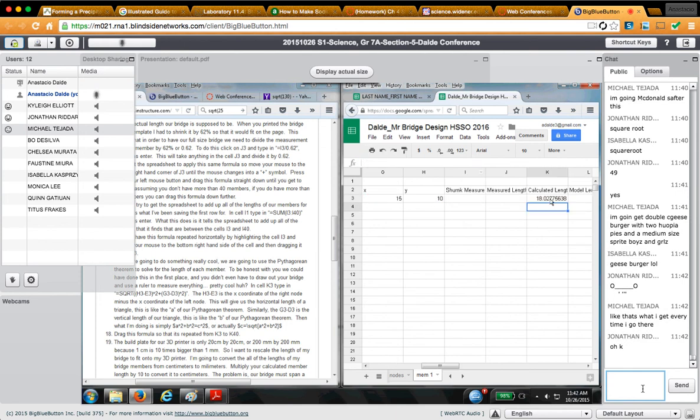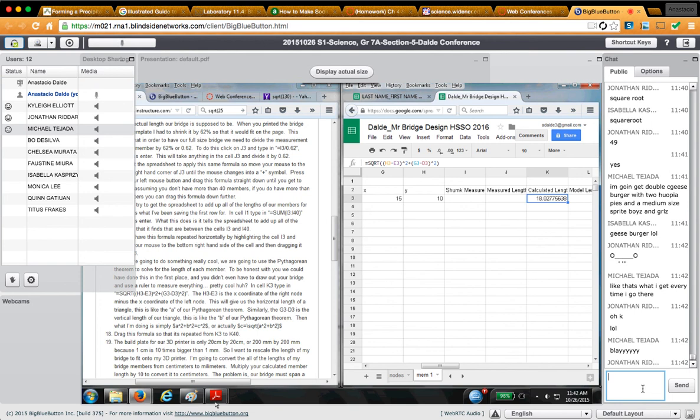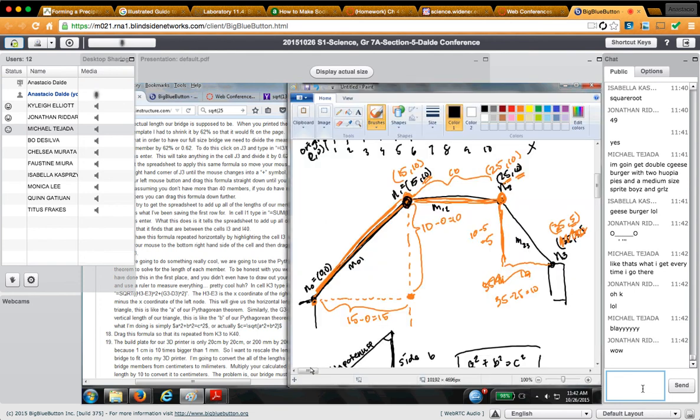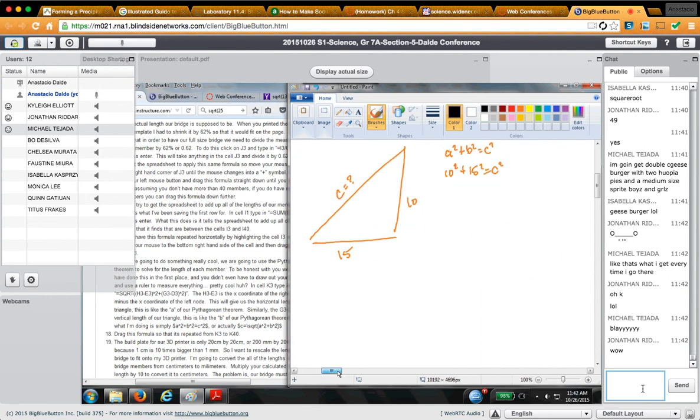And look, it tells you 18 point something. But guess what? The computer did the Pythagorean theorem for us. It already did our calculation. Because if we were to come back here and finish off this thing, this is a 10 squared, which is 100, plus 15 squared. Does anyone know what 15 squared is?